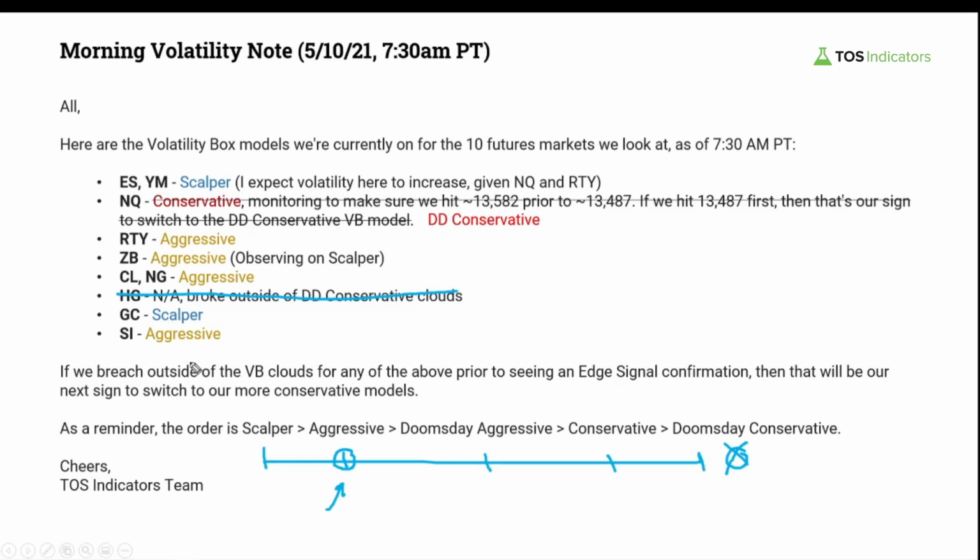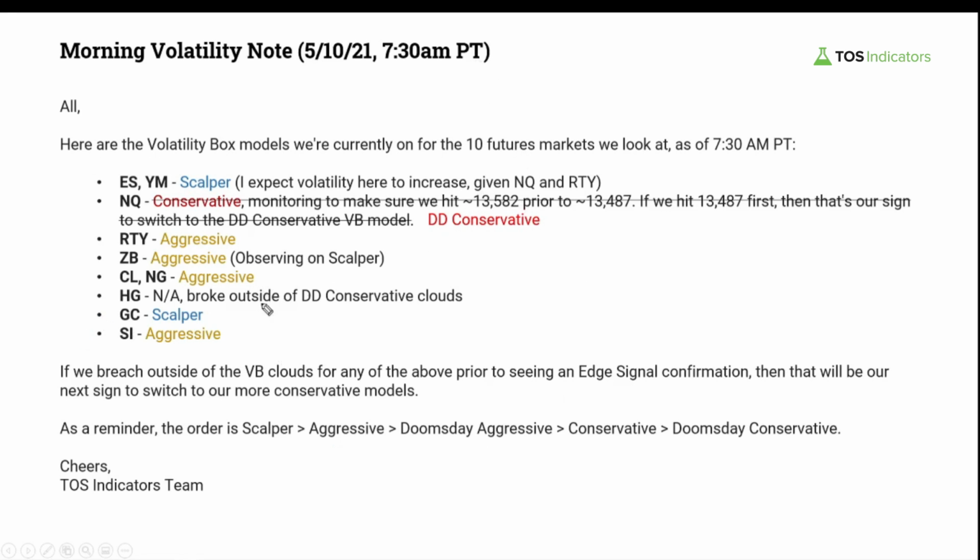If we take the same thing now one more time with our gold and silver futures markets, so with gold, we are currently on the scalper volatility box model, and then with silver, we were on the aggressive model. So silver today, between the two markets, was the one that was displaying more volatility versus gold, in which we still had scalping opportunities. So that was the way to really read the gold versus silver conversation headed into 7:30.